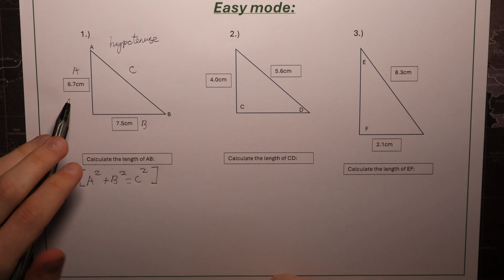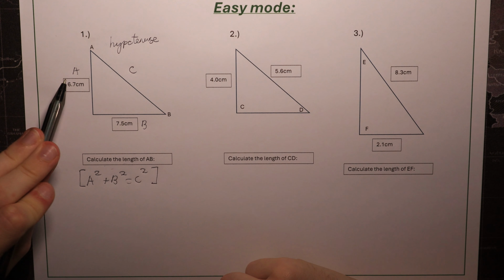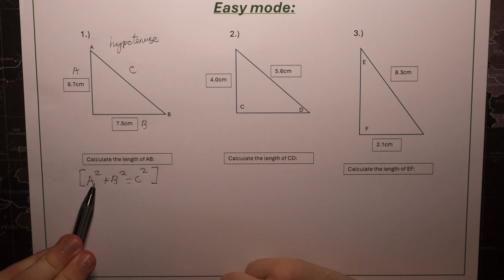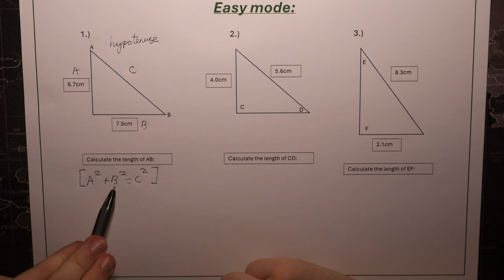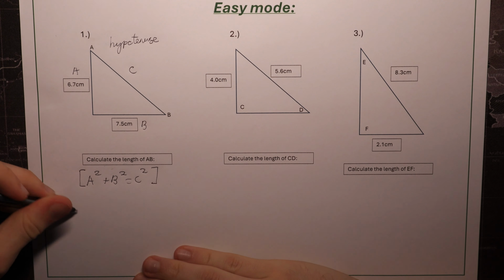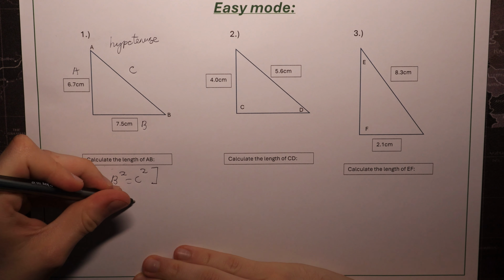So to find this specific hypotenuse, using obviously C here as the denotation of the hypotenuse, we just substitute. What I mean by substituting is just putting, instead of A here in the equation, we just put 6.7, and instead of B here we put 7.5. So what we do is, let's just put our 2 brackets down.